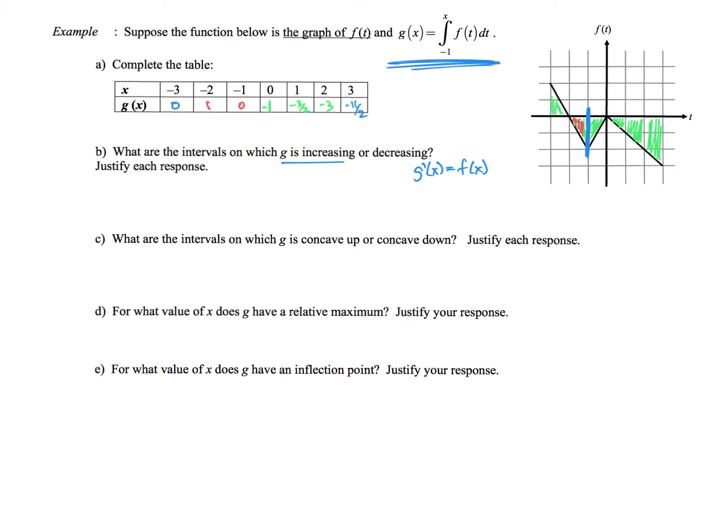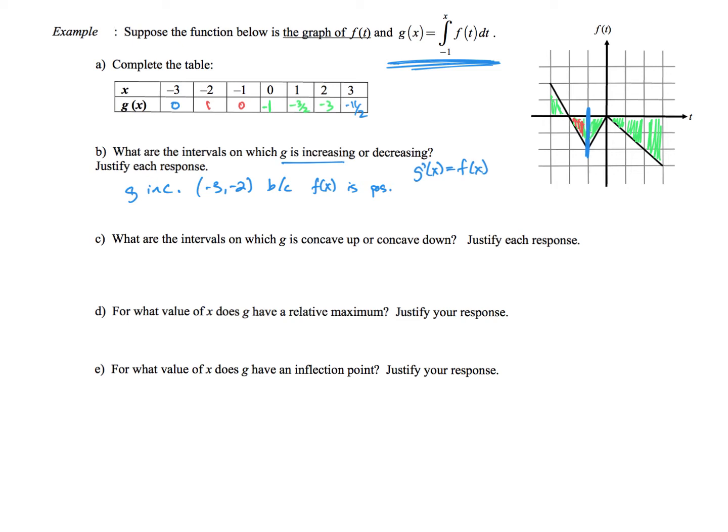So I'm basically looking at this graph to figure out when G is increasing. What interval is G increasing? -3 to -2. Because why? I can't say F prime here. It's just F is positive. F is greater than 0. Something like that would be great.